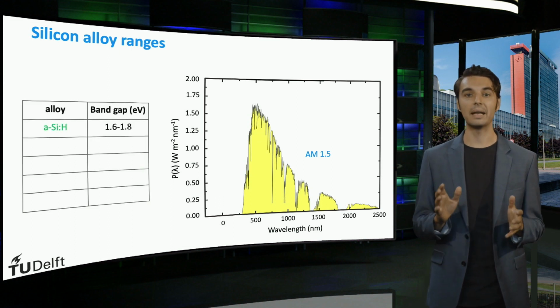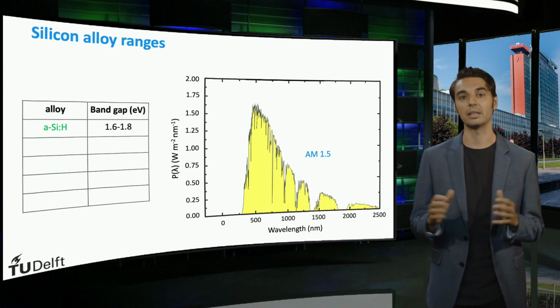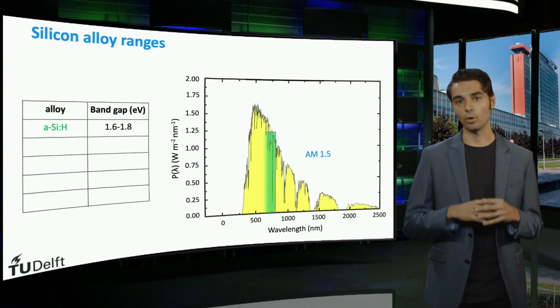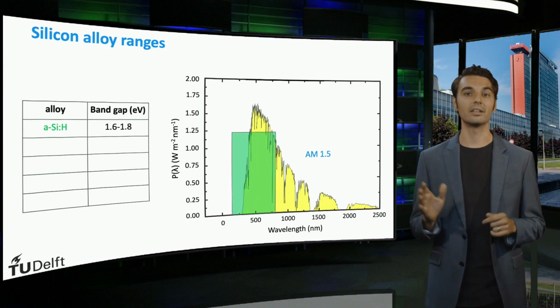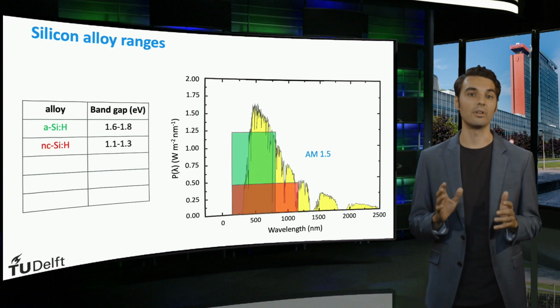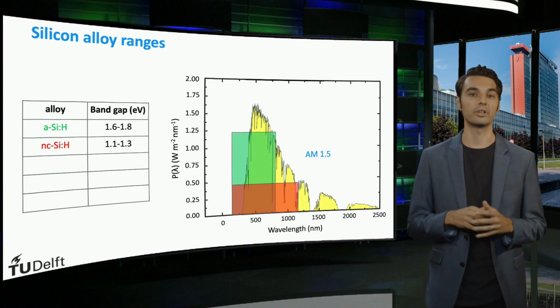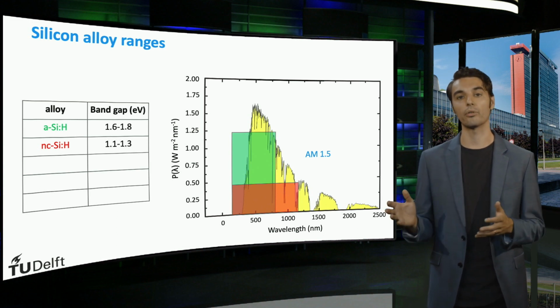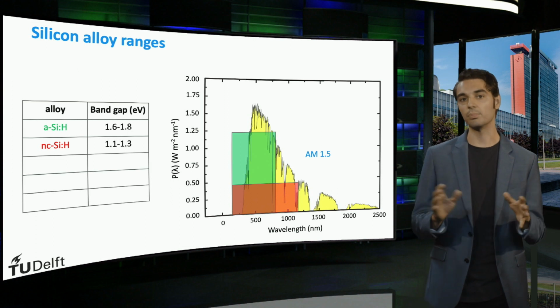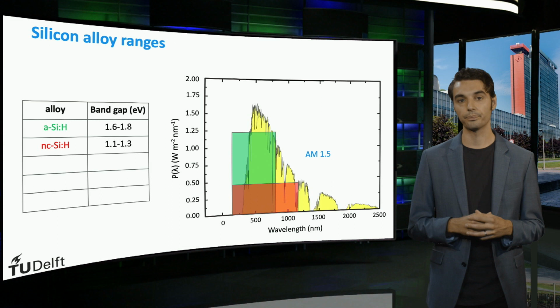Amorphous silicon has a bandgap energy ranging from 1.6 to about 1.8 electron volts, depending on the hydrogen content. So amorphous silicon is able to absorb light in this spectral range. Nanocrystalline silicon has a bandgap energy ranging from that of silicon, of about 1.1 electron volt, to about 1.3 electron volt as it becomes more amorphous and hydrogenated.